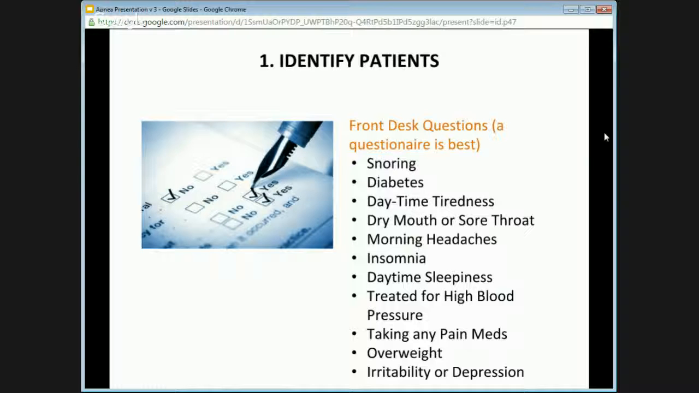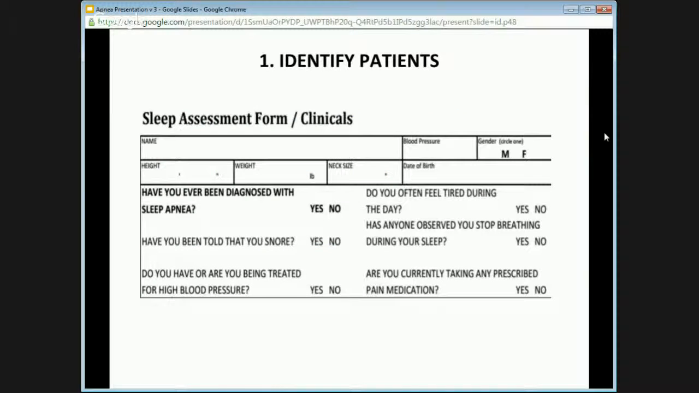Snoring, obesity, irritability, depression, high blood pressure. Are they being treated for high blood pressure? Okay, now, this is my assessment form. I use this assessment form all the time in dental practices. If you need it, email Marshall and we'll get one for you. You do need it, I can tell you that.